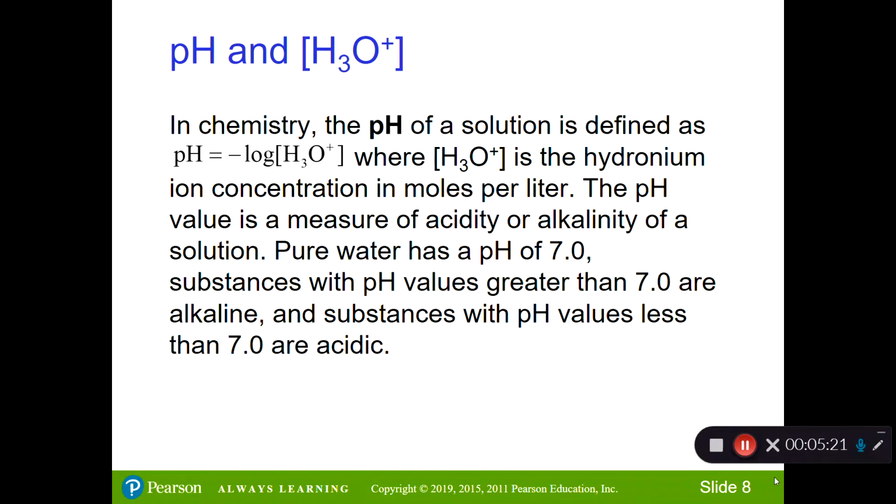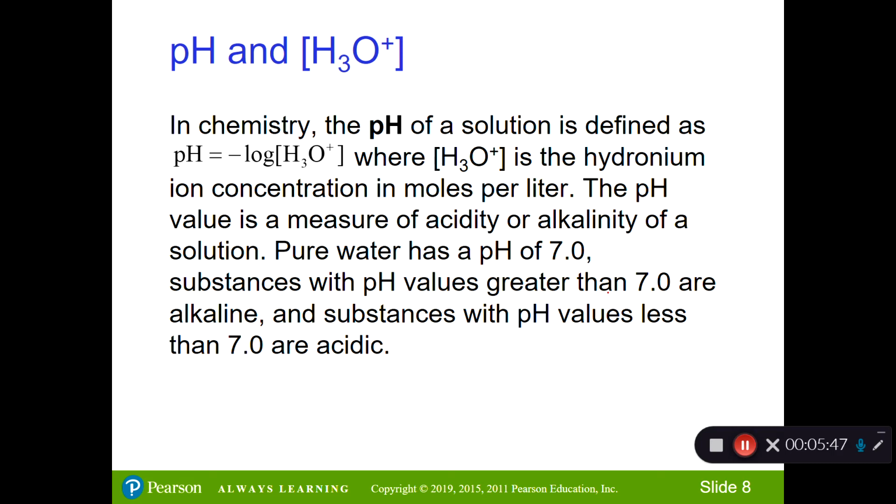In chemistry, the pH of a solution is defined as pH equals negative log of, okay, now this is our H3O, 3 hydrogens, 1 oxygen, right? Where this is the hydronium ion concentration in moles per liter. The pH value is a measure of acidity or alkalinity of a solution. Pure water has a pH of 7.